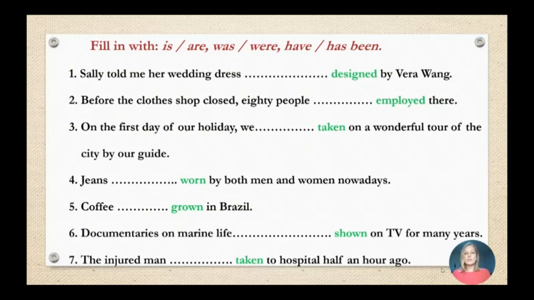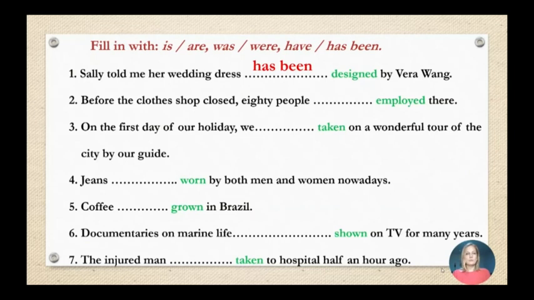Sally told me her wedding dress, designed by Vera Wang. Do we know when the dress was designed? No, we don't know. So what did we say? Which tense do we use when we don't know when the actual action happened? The present perfect, that's right. Completed action in the past when we don't know when it happened. Has been, that's right. Sally told me her wedding dress has been designed by Vera Wang.